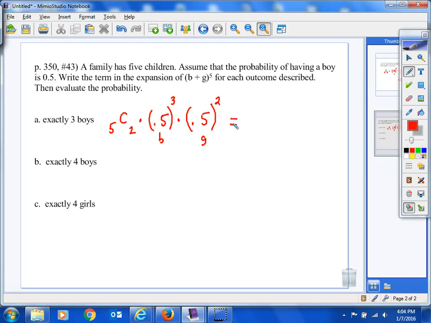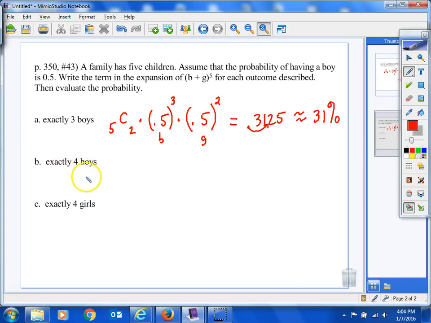So let's get our calculator. 5 nCr 2 times 0.5 to the third power times 0.5 to the second power. And the decimal form of that is 0.3125. And once again, we need the percent form. We'll just round to the nearest percent. So move the decimal 2 places to the right and round, and that would be approximately 31%.